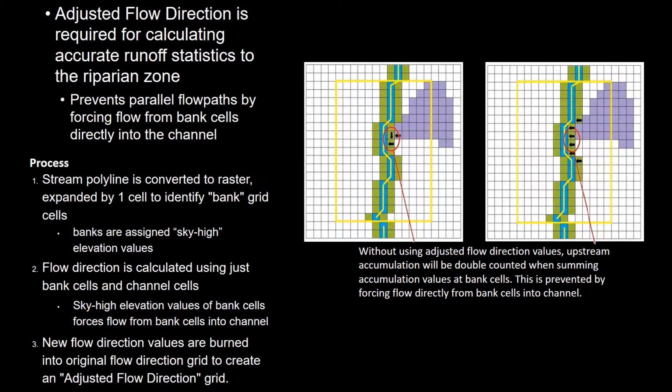The way it works is the stream polyline is converted to a raster and then expanded by 1 cell, and those expanded cells are going to identify the bank grid. Banks are then assigned a sky-high elevation value, and this is just going to make sure that any flow that goes to them is going to dump immediately into the channel. Flow direction is then calculated using just bank cells and channel cells. And then the new flow direction values are burned into the original flow direction grid to create an adjusted flow direction grid.